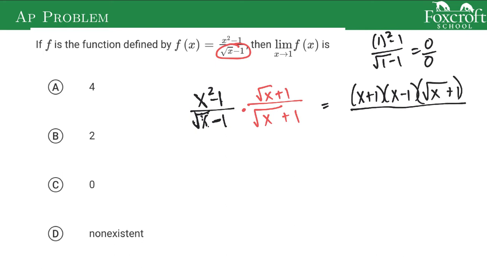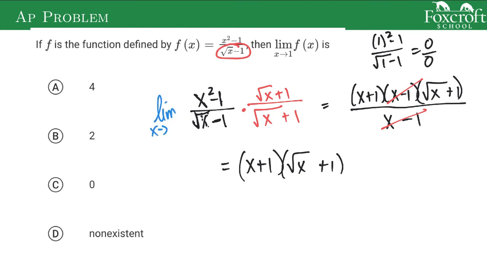On the bottom, where we're actually multiplying by the conjugate, we're going to actually FOIL it out, which is going to be x minus 1. Then that common x minus 1 will cancel. We get x plus 1 times the square root of x plus 1. And again, the whole time I should be writing this limit. I'm just being lazy.